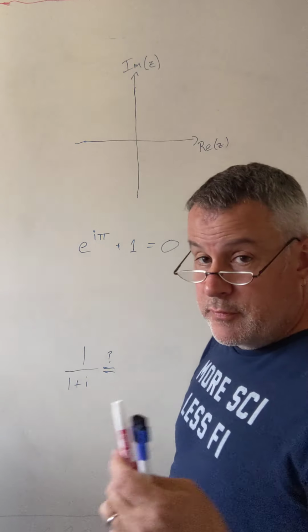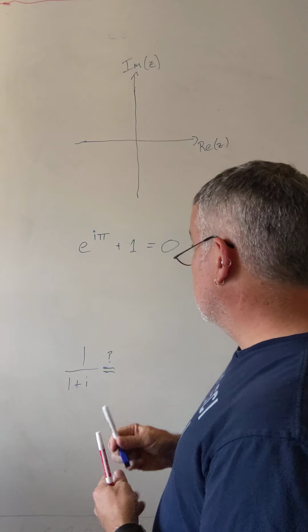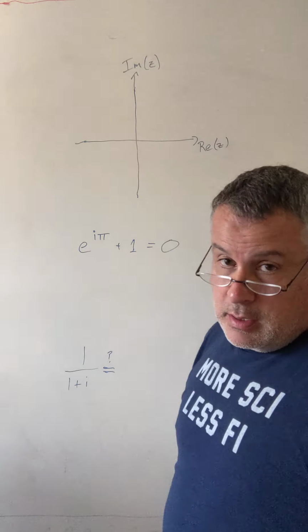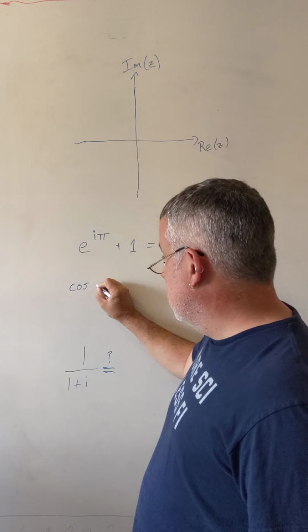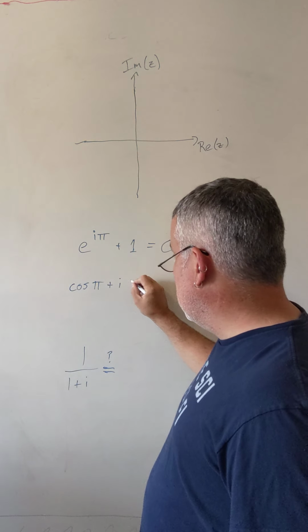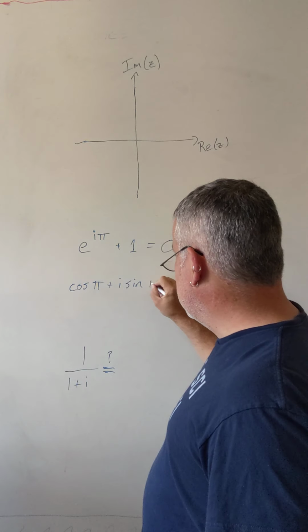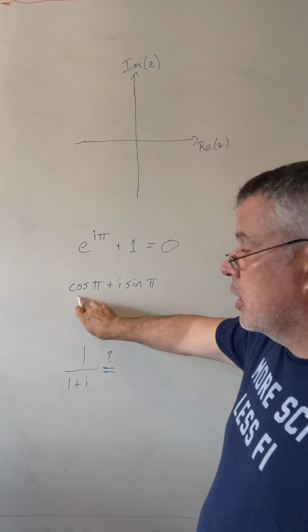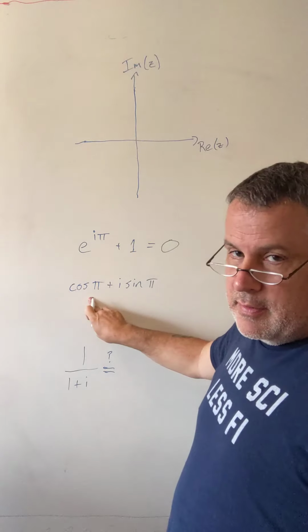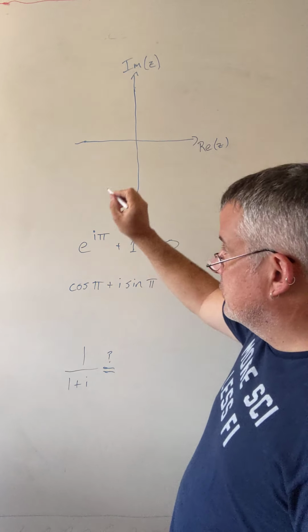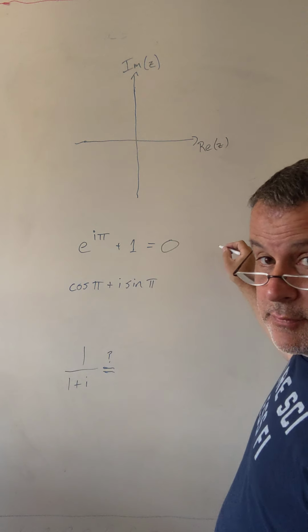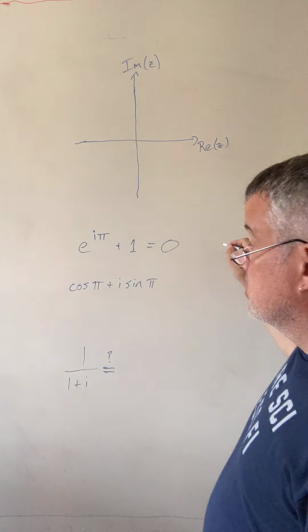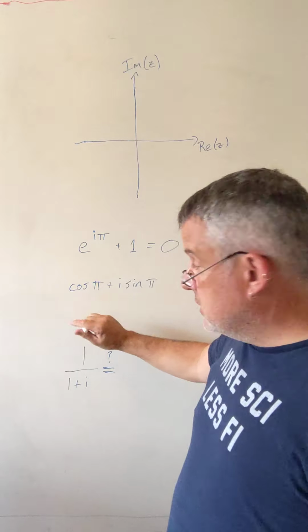How can we prove it? We can prove it two different ways pretty quickly. First of all, e to the i pi, we can just use Euler's theorem, and that is cosine of pi plus i times sine of pi. So cosine of 0 is 1, and it starts out at 1, and then it drops down, and it goes to minus 1 at halfway to 2 pi. So cosine of pi is minus 1.